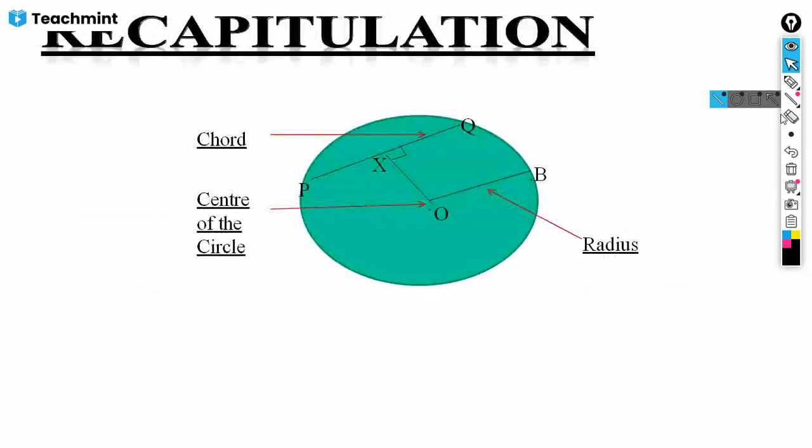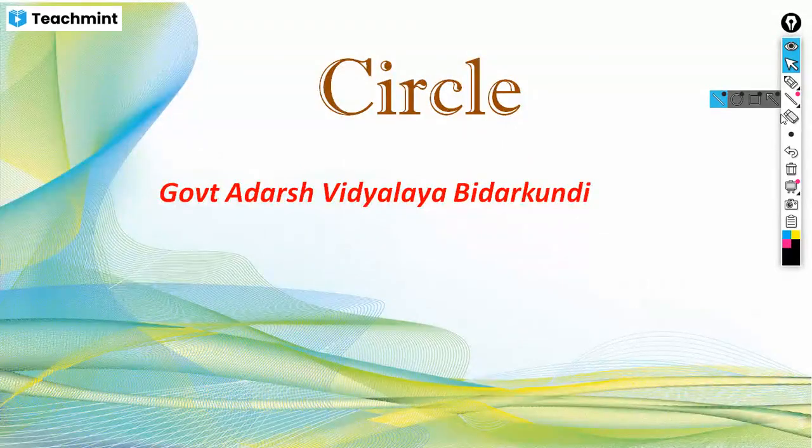Okay. Now tell me, what is a secant? A line which intersects a circle at two distinct points is called a secant line. In English, if a line intersects a circle at two distinct points, we call it a secant.